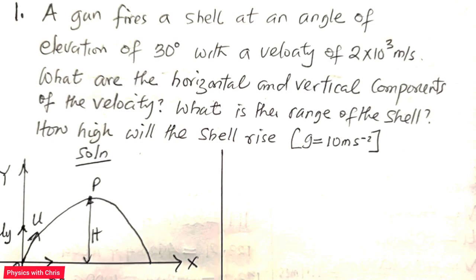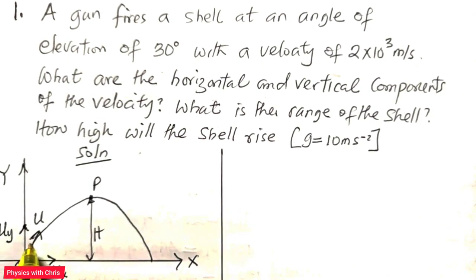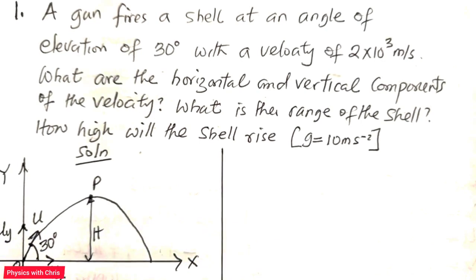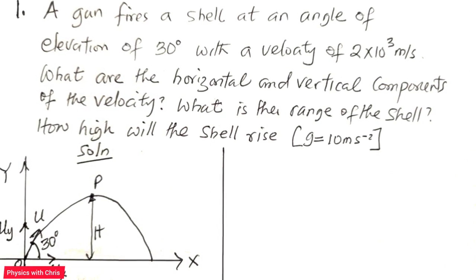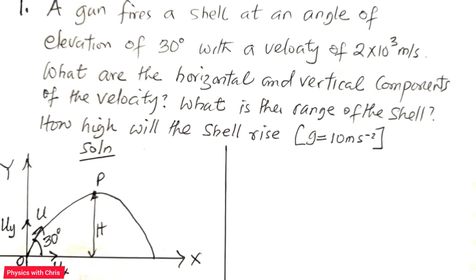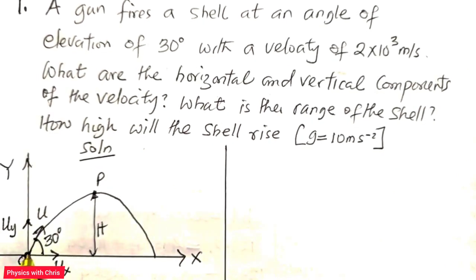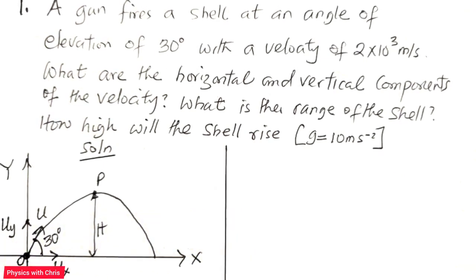It's a question on the inclined projectile, so to speak. Now we're given the angle of projection, that is the launch angle, 30 degrees to the horizontal. And here we are to find the vertical and horizontal components of the velocity of the projectile, say at point O, which is the point of projection.